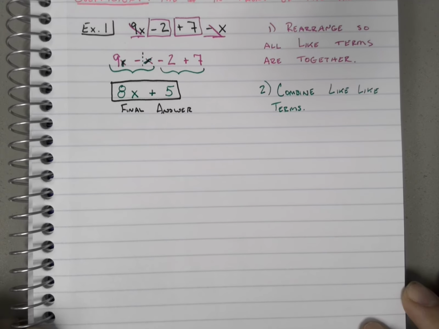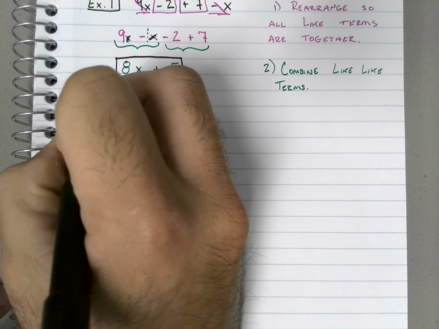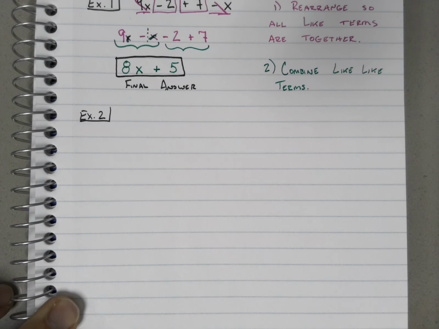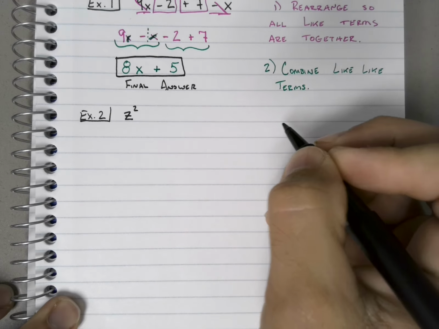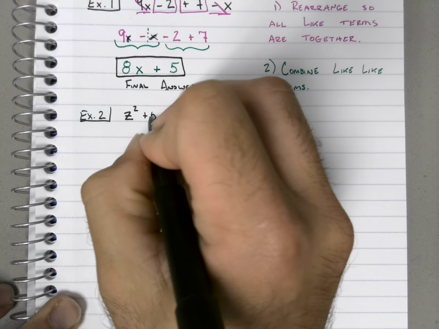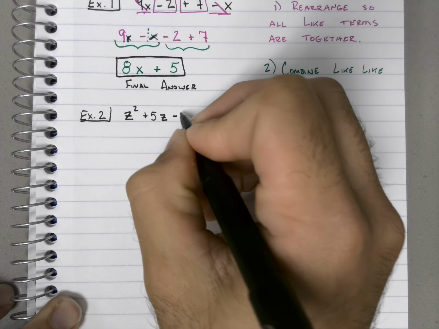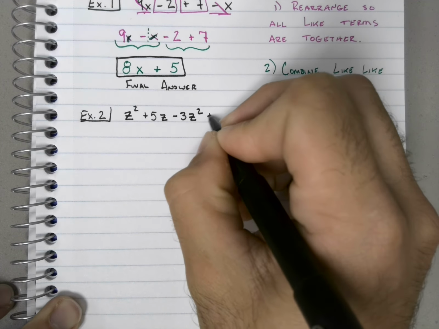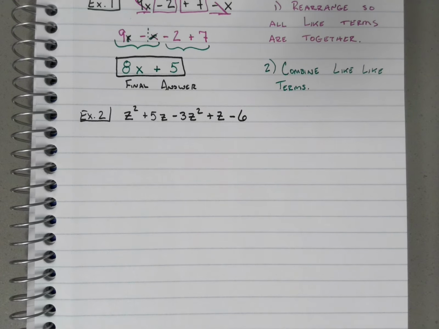All right, let's look at another example here. I'm going to add a little extra in here, okay, to kind of give you guys an idea of things. So let's say I have z squared plus 5z minus 3z squared plus z minus 6. Okay. Now, there is a lot going on there.